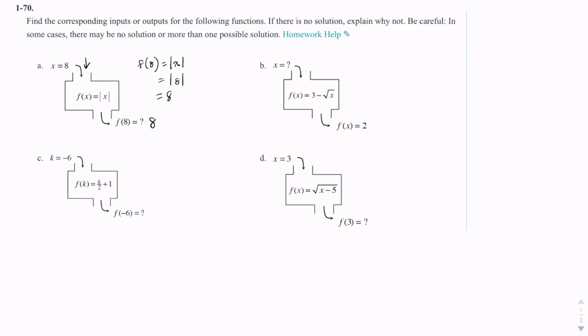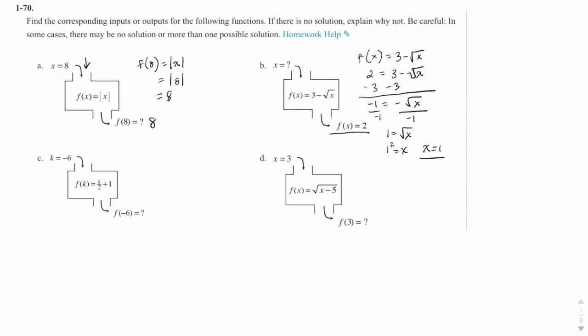For B, they're saying what goes in if a 2 comes out. So to do that, if the function is f of x equals 3 minus root x, what comes out is f of x. So we're going to replace that with the 2, right? So now I can subtract 3 from both sides, and I get 2 minus 3 is negative 1 equals negative root x, right? Then I could divide both sides by negative 1, and I get 1 equals the square root of x. And then to get rid of a square root, I do the opposite, which is squaring both sides. So 1 squared equals x, so x equals 1.